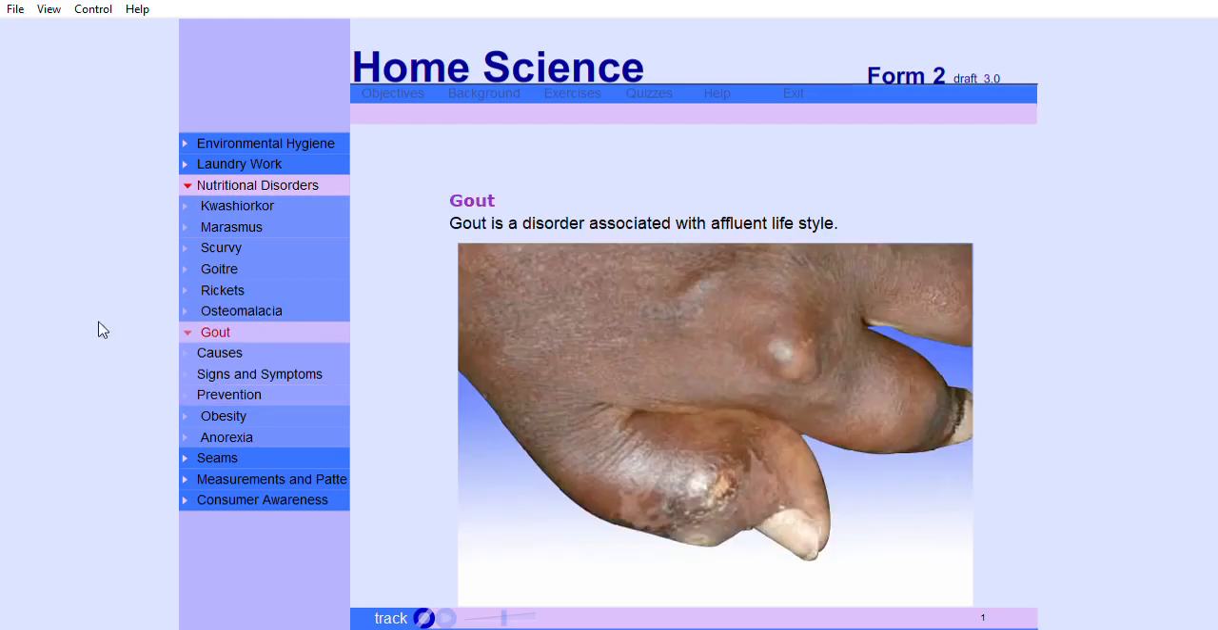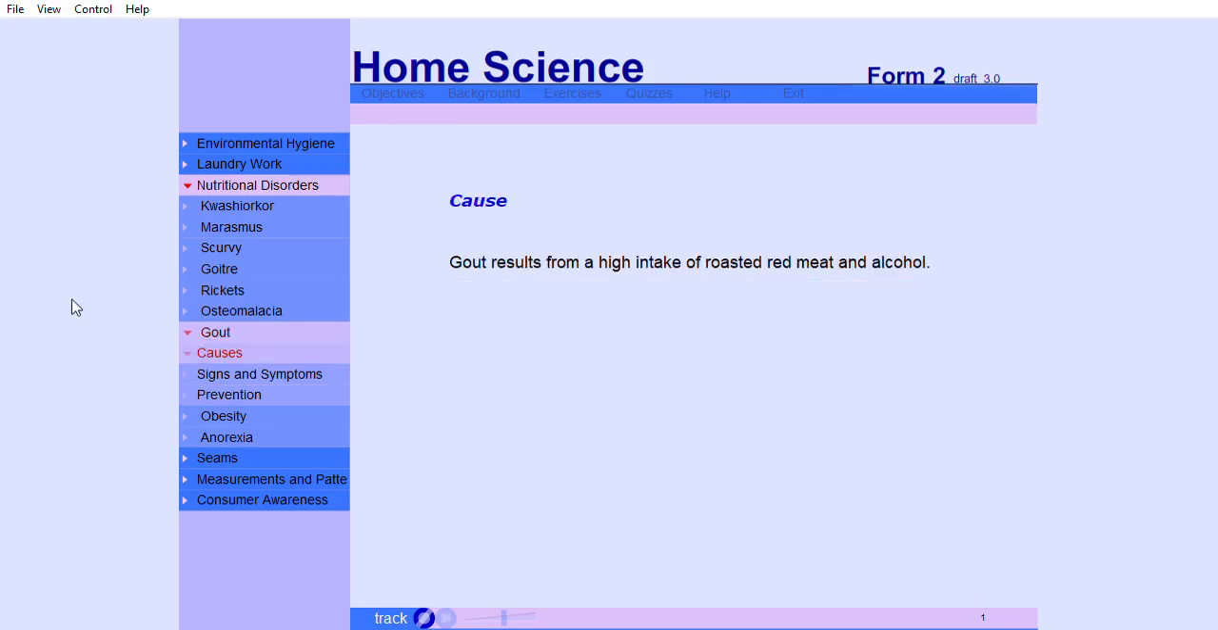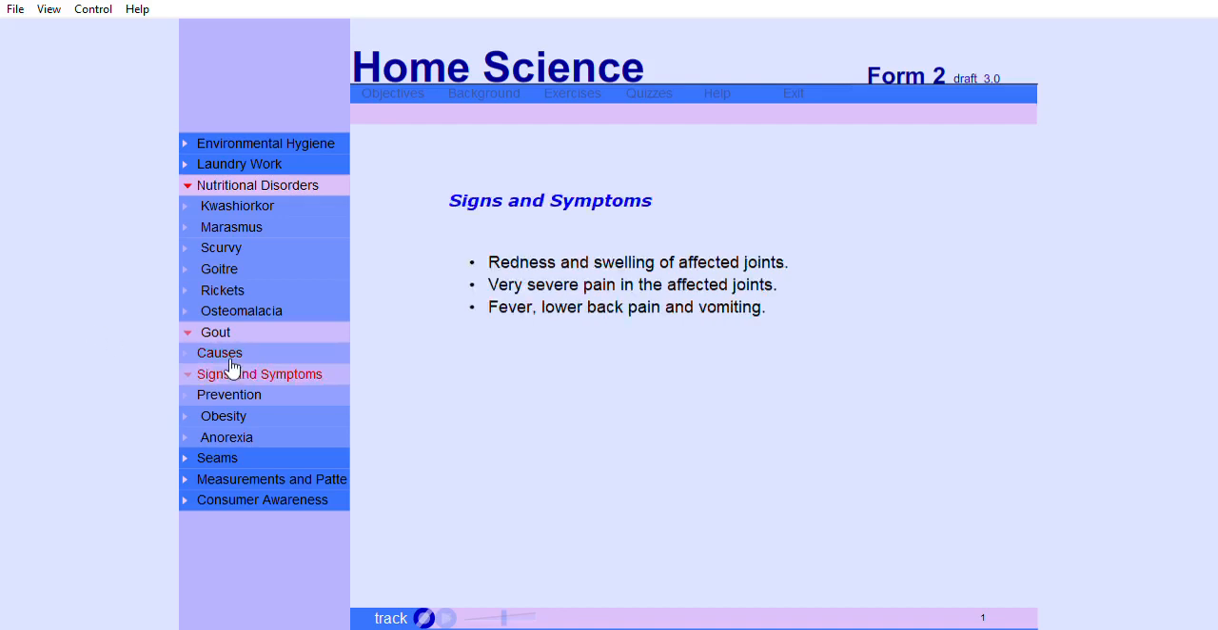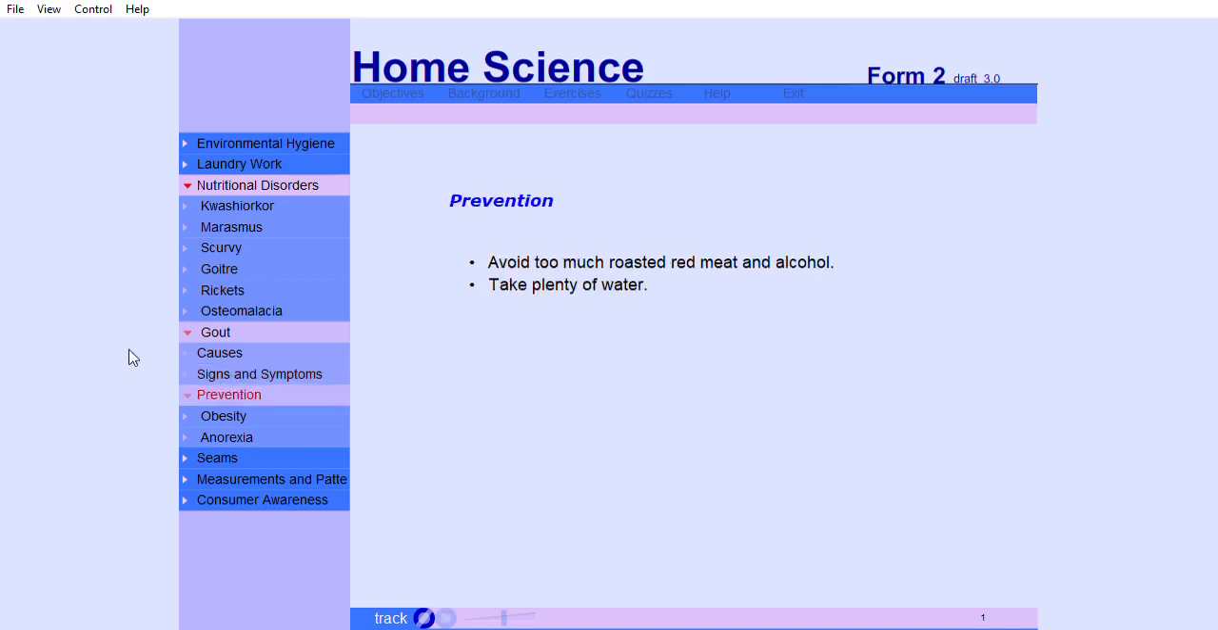Gout is a disorder associated with affluent lifestyle. Gout results from a high intake of roasted red meat and alcohol. These are the signs and symptoms of gout. In order to prevent gout, avoid too much roasted red meat and alcohol. Take plenty of water.